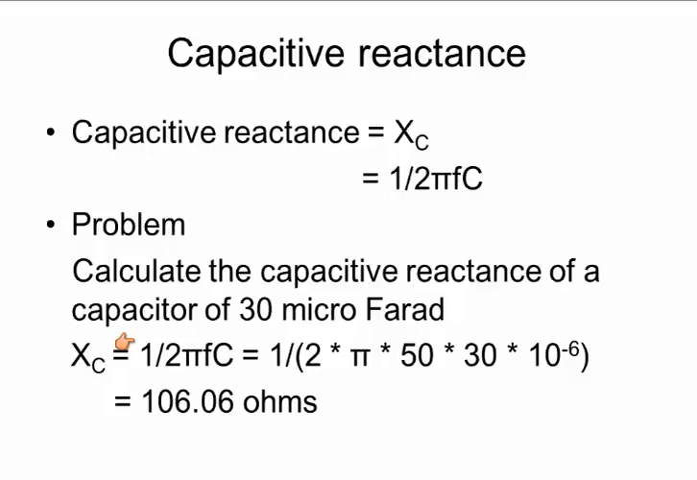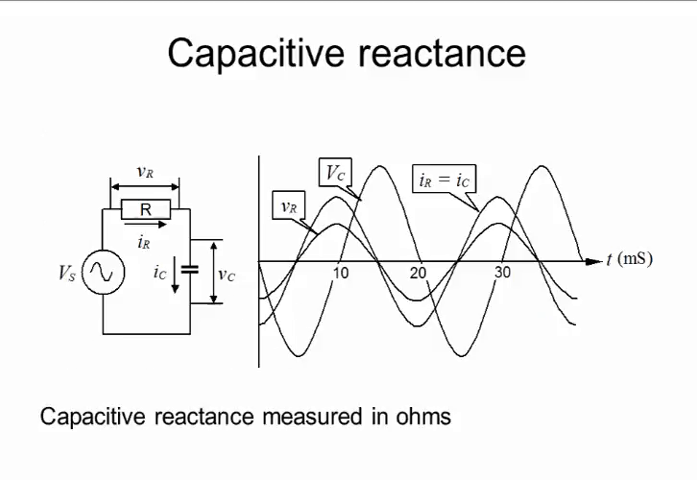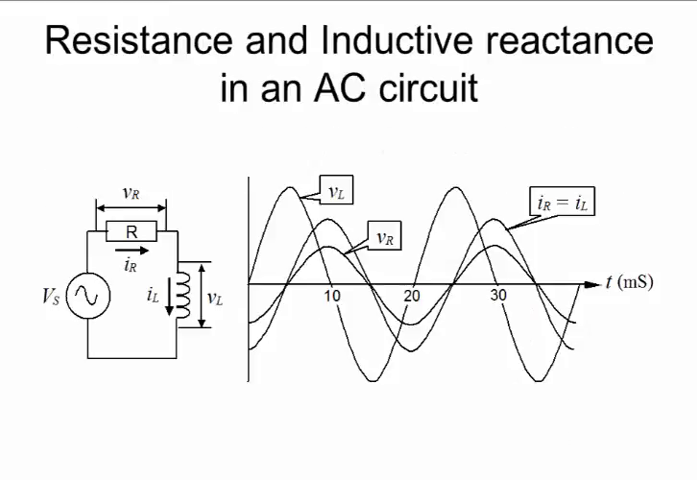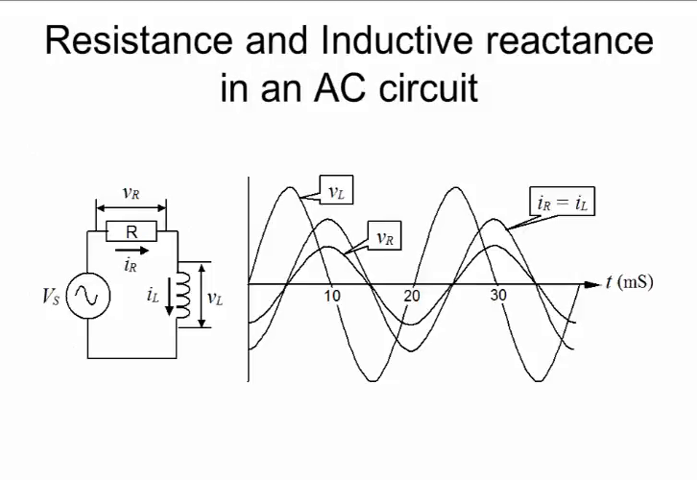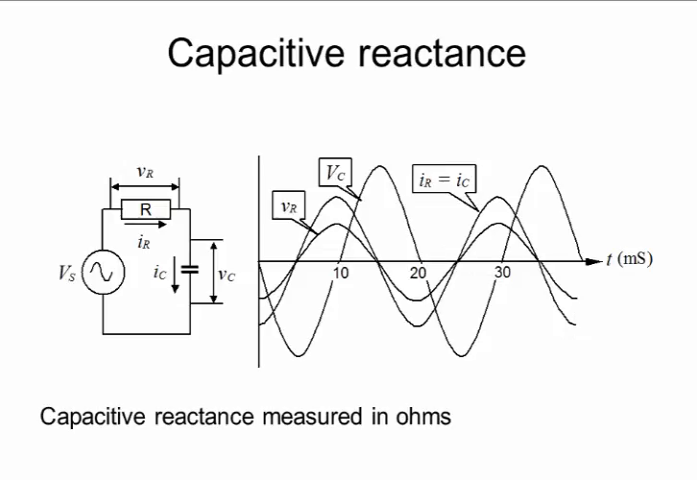C is equal to 1 over 2 pi f C. You already have the capacitance, so it's a simple calculation. The reactances are always given in ohm. You can see why when we go back to the definition. Remember, R is always in ohm, and therefore X must also be in the same unit, and Z will also be in ohm, but Z will be a complex number.